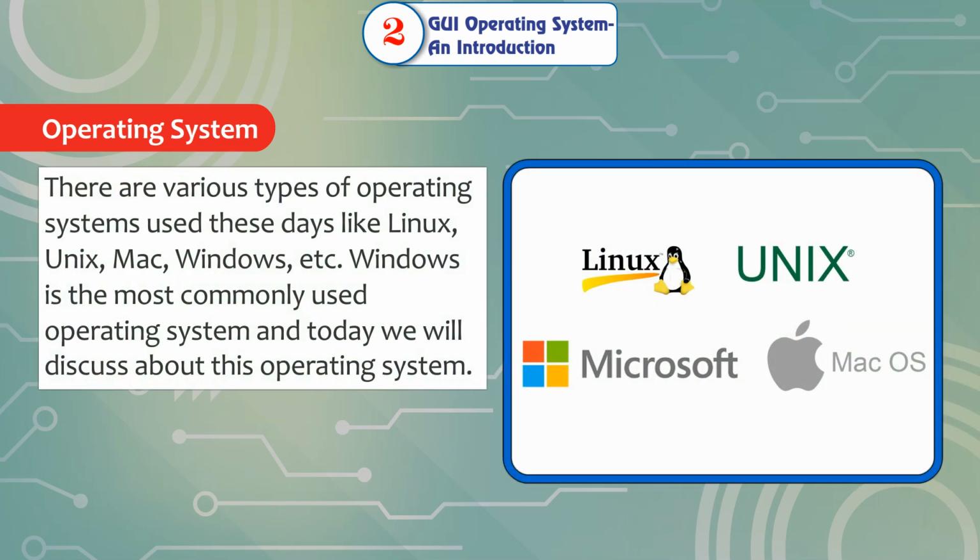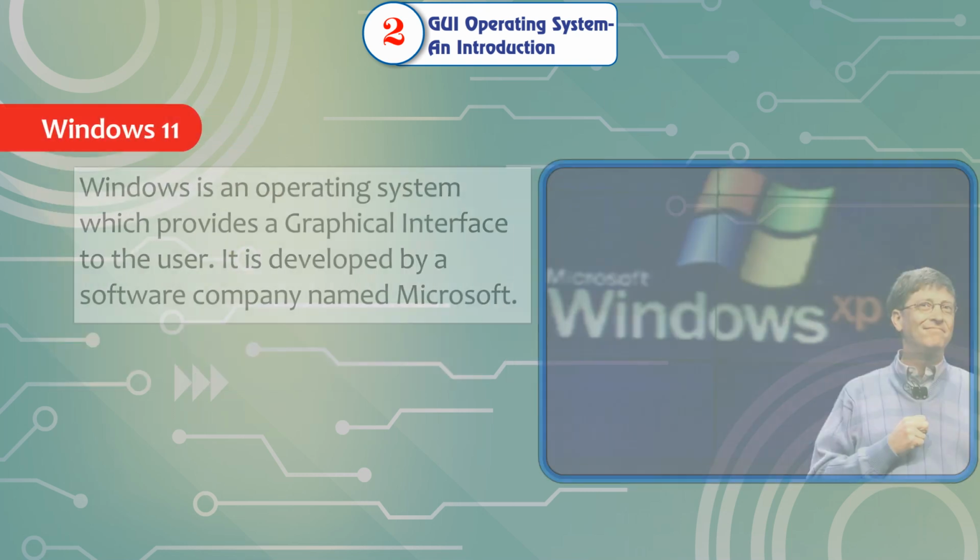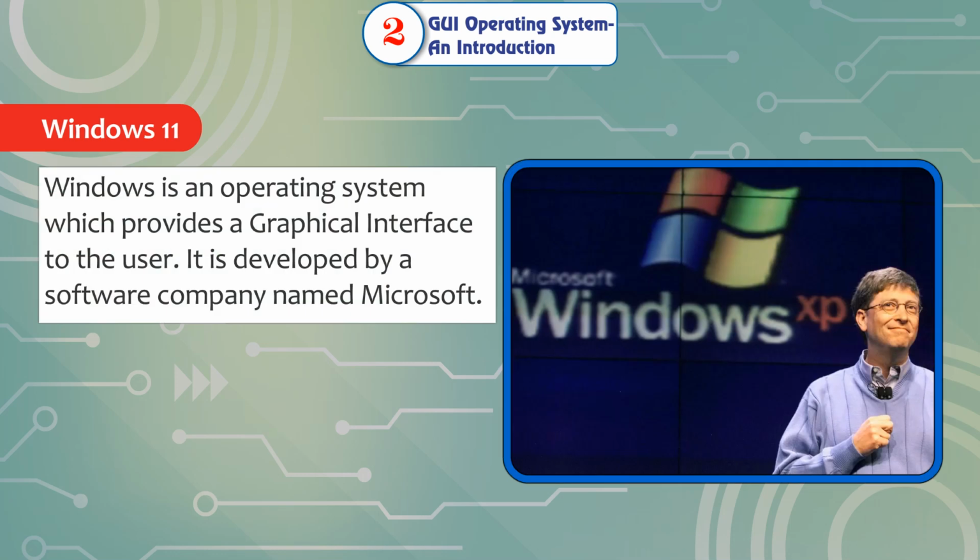There are various types of operating systems used these days like Linux, Unix, Mac, Windows, etc. Windows is the most commonly used operating system, and today we will discuss this operating system. Windows 11. Windows is an operating system which provides a graphical interface to the user. It is developed by a software company named Microsoft.